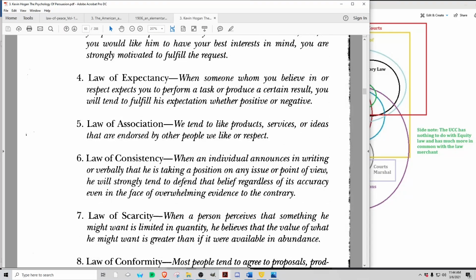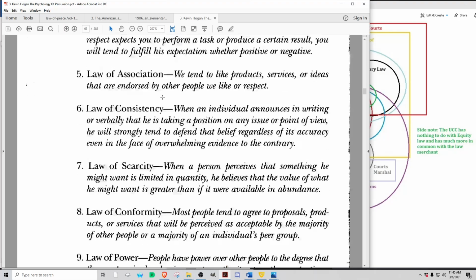Law of expectancy. When someone whom you believe in expects you to perform a task or produce a certain result, you will tend to fulfill his expectation, whether positive or negative. Again, this gets back to the aspect of a judge. It gets back to the fallacy of authority in general when you're dealing with cops, right? Oh, you have authority. Well, get out of the car, please. Huh? No. Law of association. We tend to like products, services, or ideas that are endorsed by other people we like or respect.